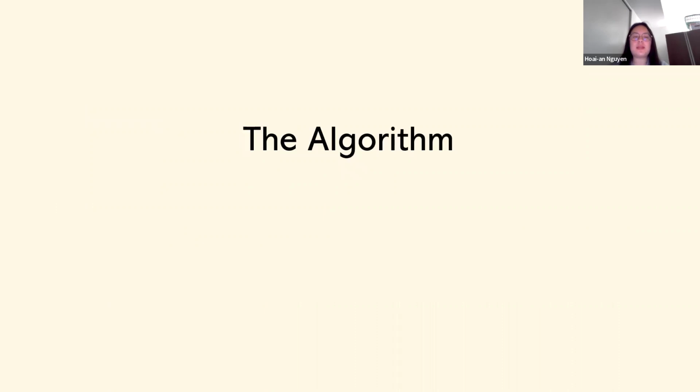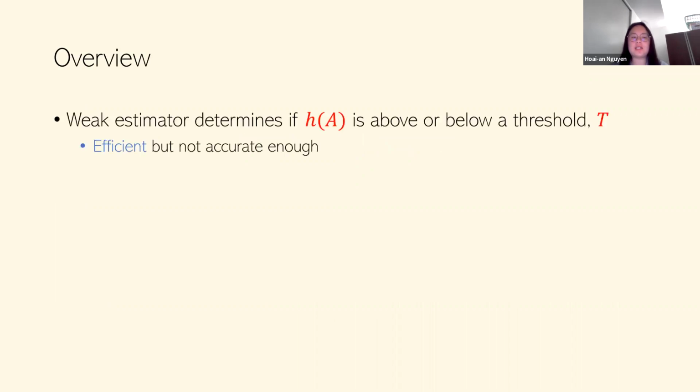So going into our main algorithm, we start with an overview. Essentially, we have two estimators that make up our main algorithm. The first is a weak estimator, which determines if H of A is above or below a threshold T. This weak estimator is efficient, but it's not quite accurate enough to output a final approximation.